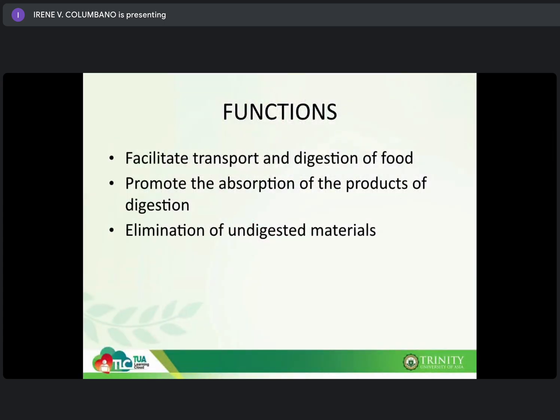So the functions of the digestive system are to facilitate transport and digestion of food, promote the absorption of the products of digestion, and of course, elimination of undigested materials.